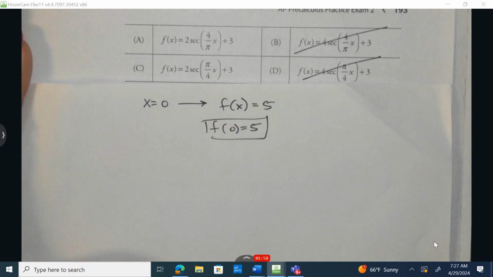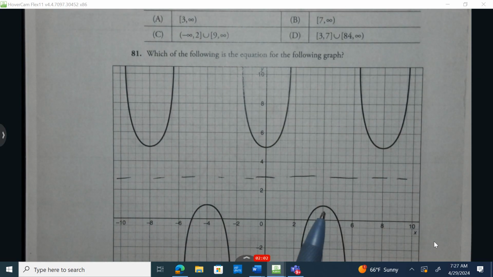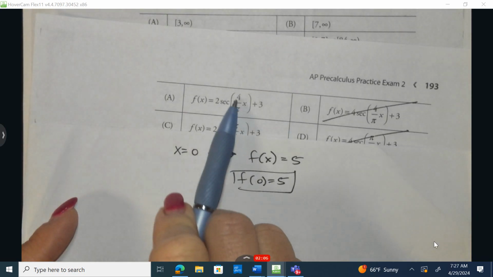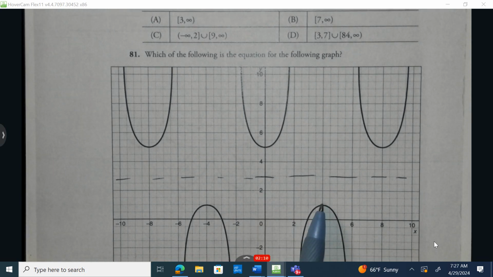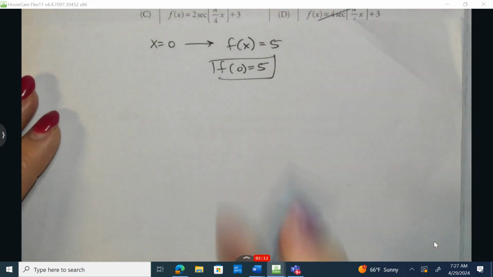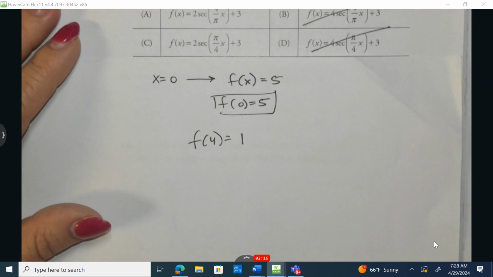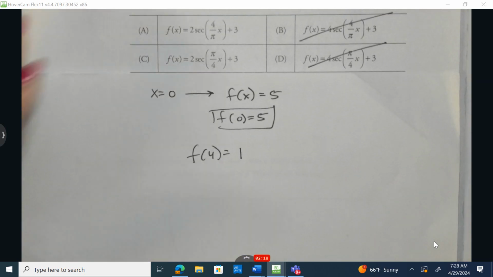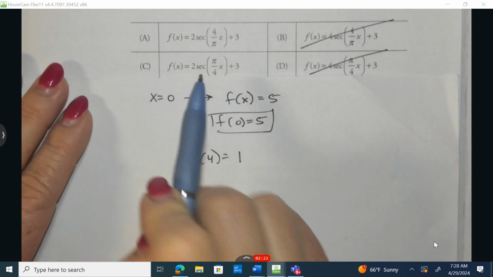So let's come back here and find another point. Let's try 4, because I can see 4 is easy to plug in. I'm also choosing 4 because I see 4 is involved here. So I'm choosing 4 and I want an output value of 1. My input is going to be 4 and I want an output value of 1. It doesn't matter if I start with A or B; I want to choose whichever is easier. I'm going to start with C actually.